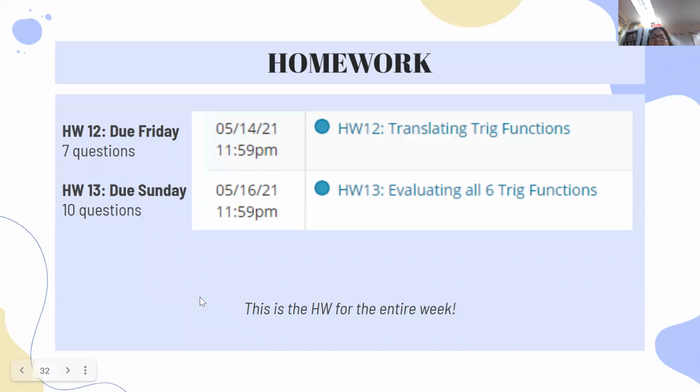In case you didn't start your homework, you do have 2 homework assignments. Homework number 12 is specifically on shifting our graphs left, right, up, down, or identifying our amplitude. And then you will also have homework number 13 to evaluate 6 trig functions, coming soon in the next video.